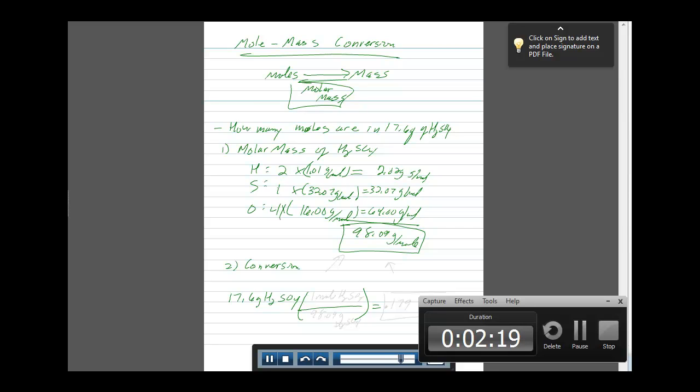Again, what you want goes on top. Our molar mass is 98.09 grams per mole, so what we want are moles. So for every 1 mole of H2SO4, there's 98.09 grams of H2SO4. And when we go through this calculation to three significant figures, we end up with 0.179 moles of H2SO4.